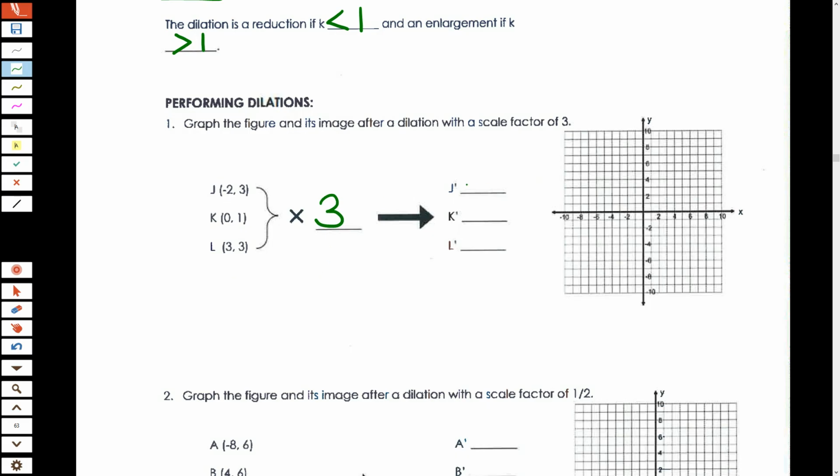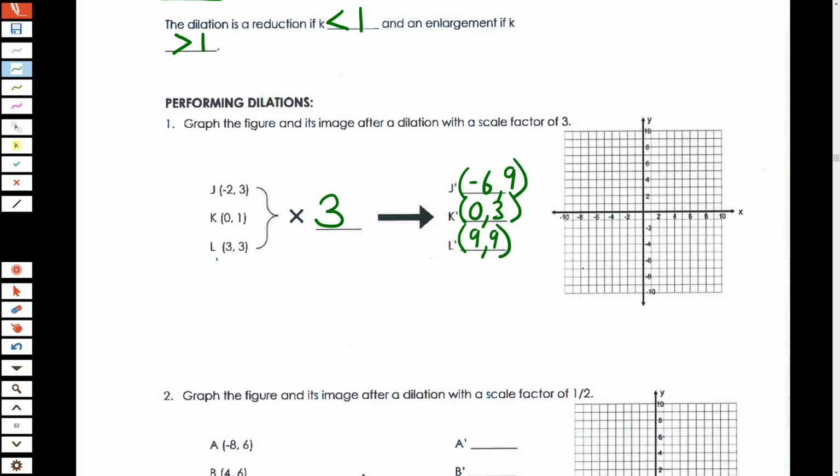-2 times 3 is -6. 3 times 3 is 9, so that is our first point. Now this one is a little tricky. When you have a 0 here, you have to remember anything times 0 is 0, even if you are multiplying by a scale factor of 3. So 0 times 3 is still 0. 1 times 3 is 3. Then 3 times 3 is 9. And again, 3 times 3 is 9.